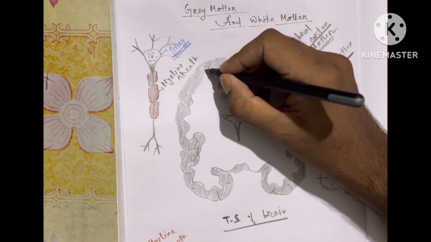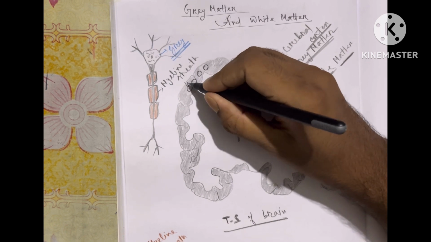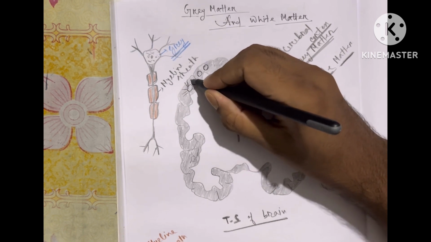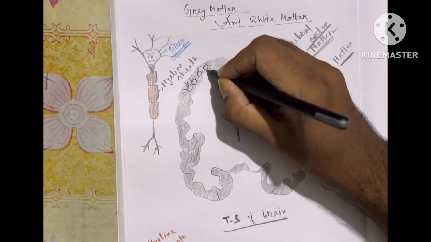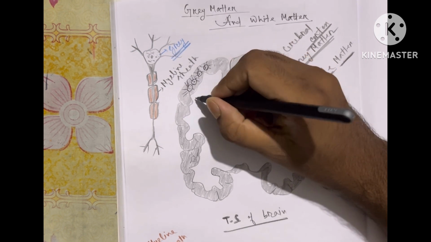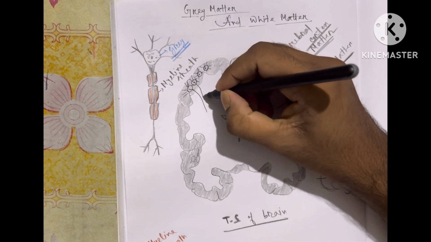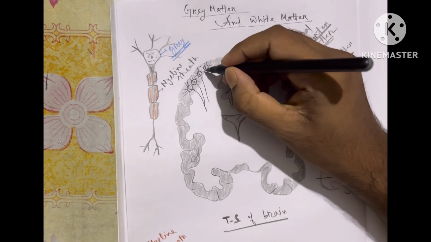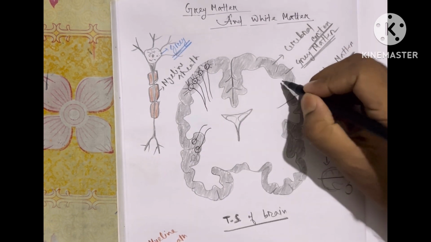In our cortex, neuronal cell bodies are present. So these are neuronal cell bodies, and their axon terminals come out this way. These are the neuronal cell bodies, and the axon terminals will come out this way.